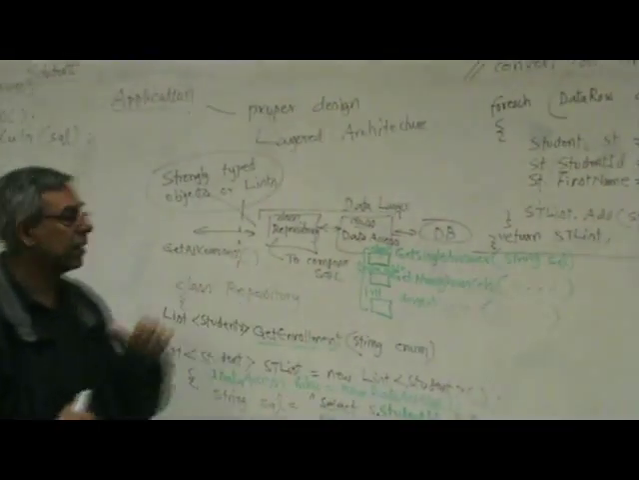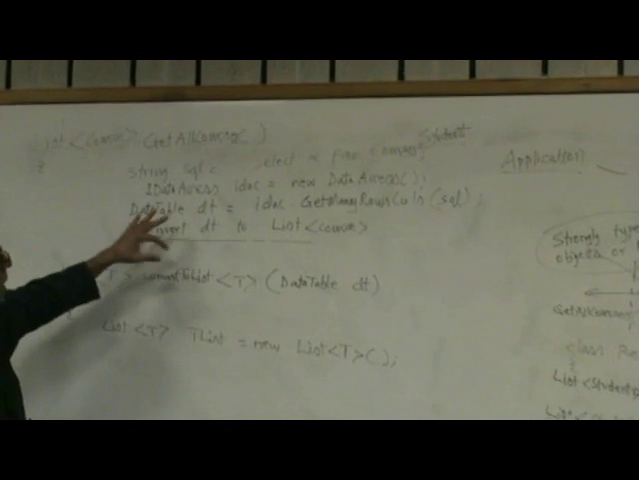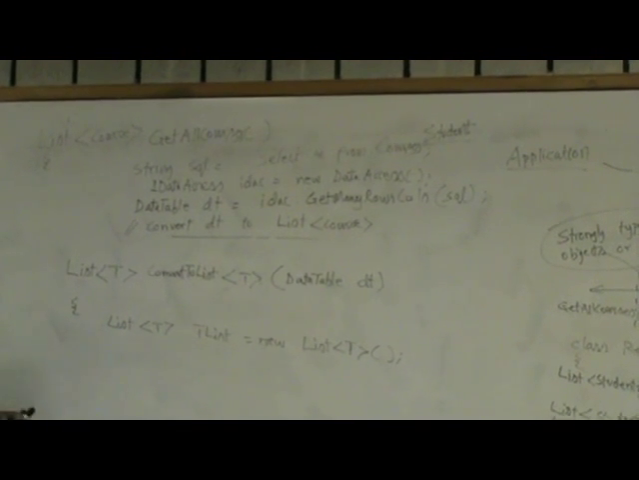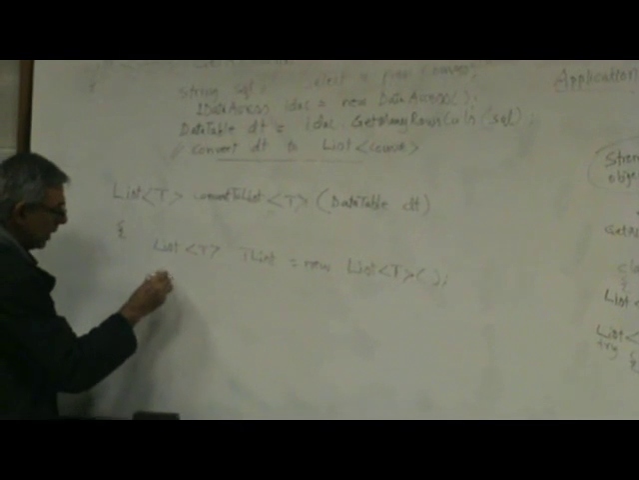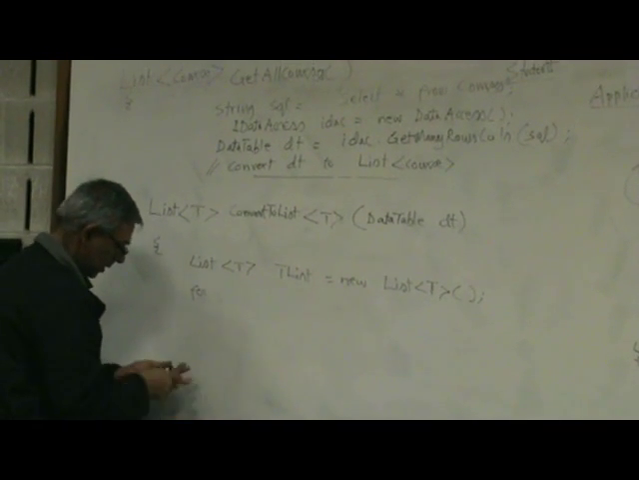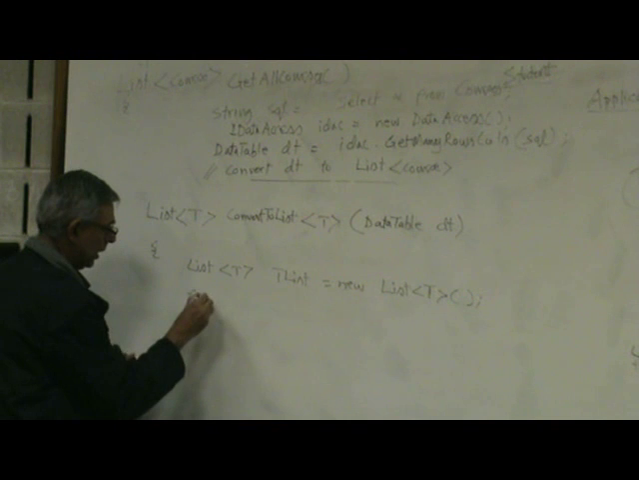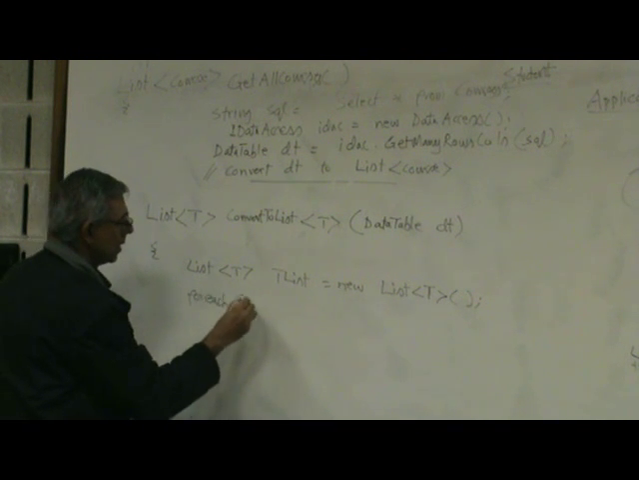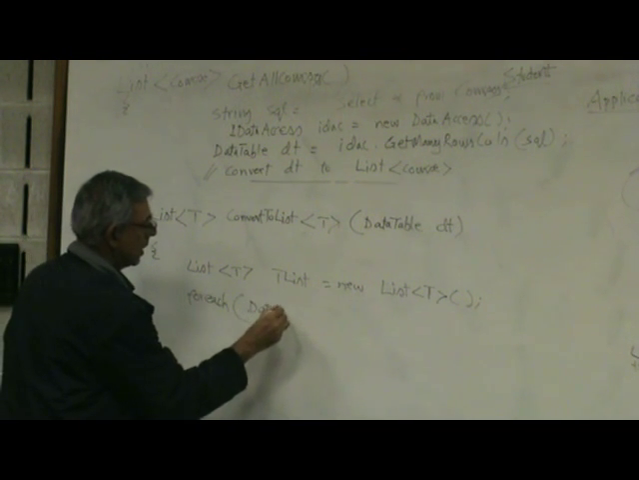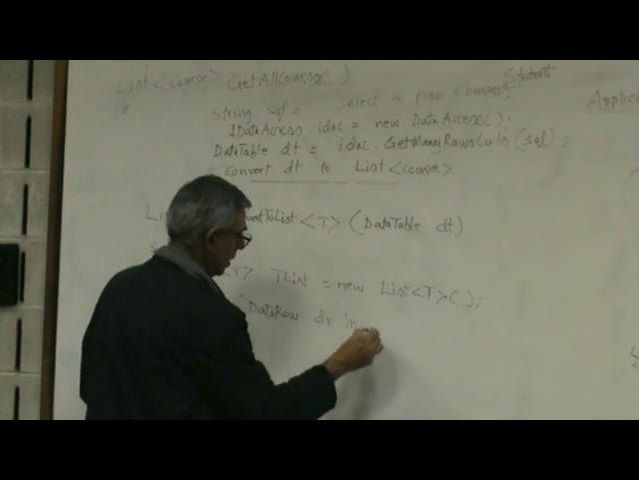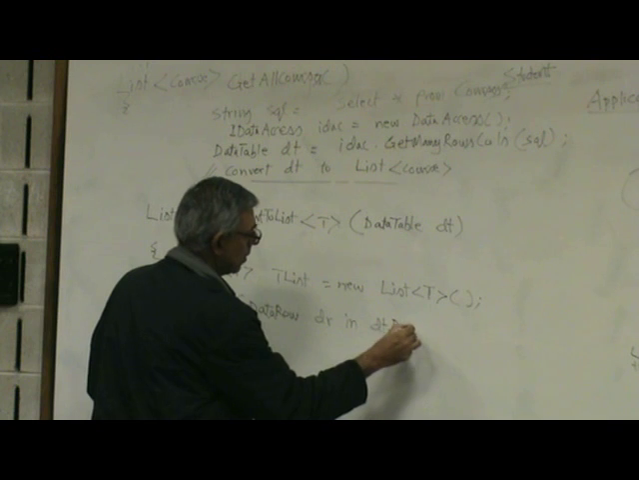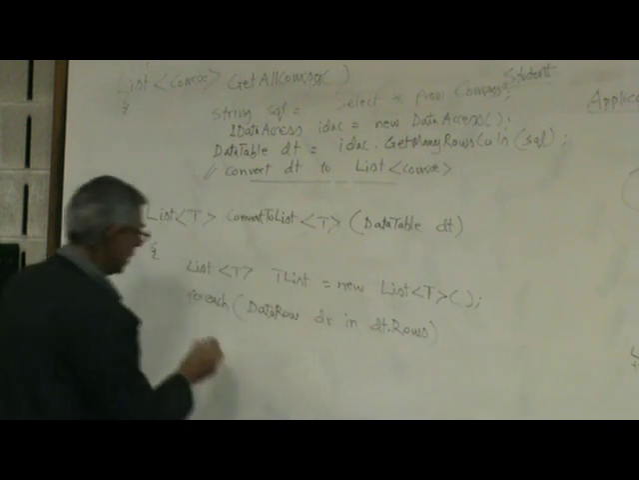A product, correct? If we were doing this part, T will be a course. Okay. So now what will our code look like? Let's start writing foreach data row dr in dt.rows. Okay.